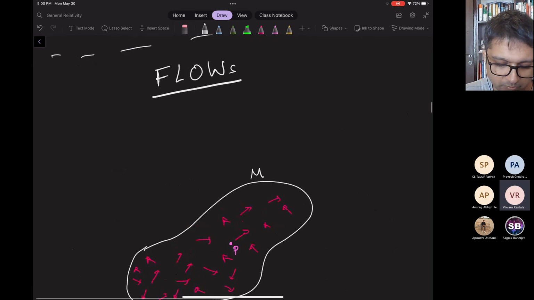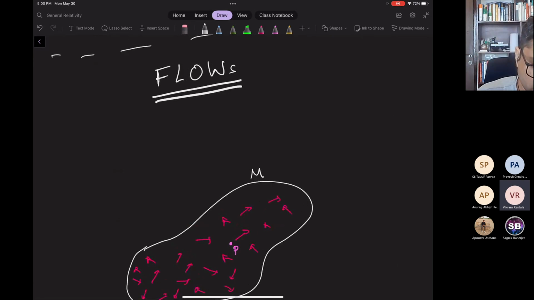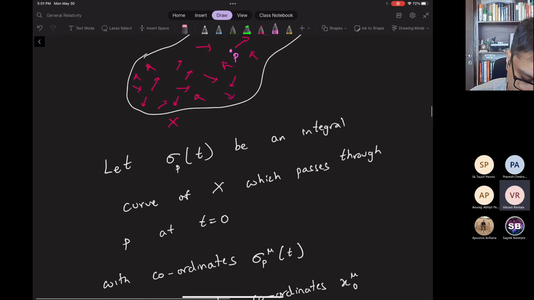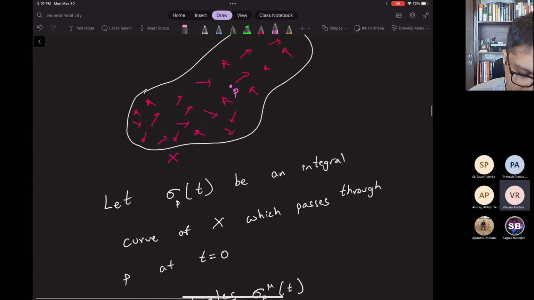All right. So now we'll come to this idea of a flow. I have a manifold M, I have this vector field X, and I have a point P. Now let sigma_p(t) be the integral curve of X which passes through P at t equal to 0. So there is some curve, a unique curve, which exists, which passes through P.